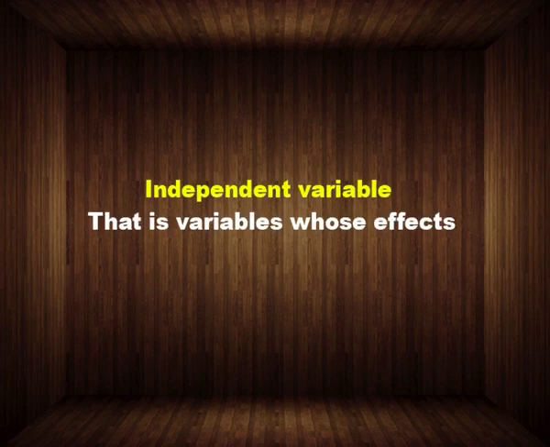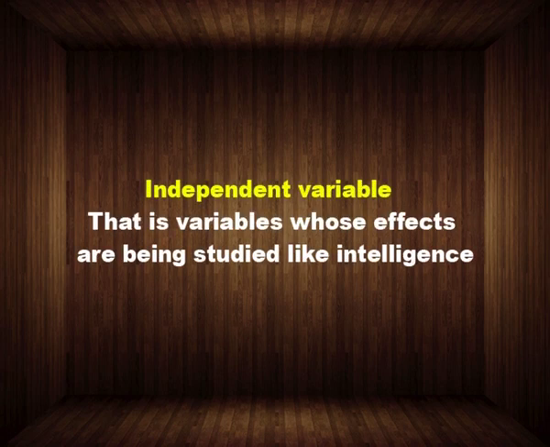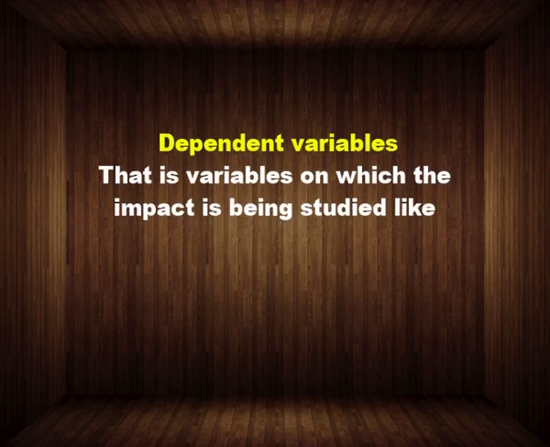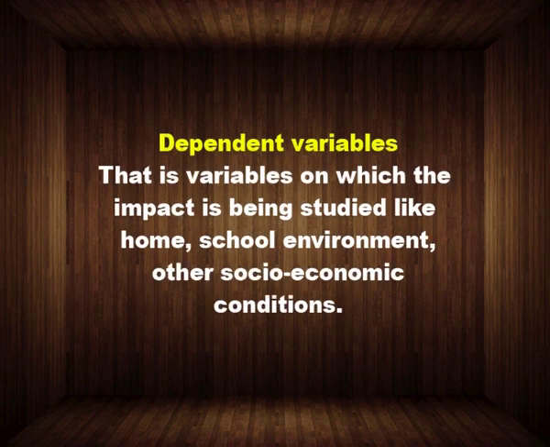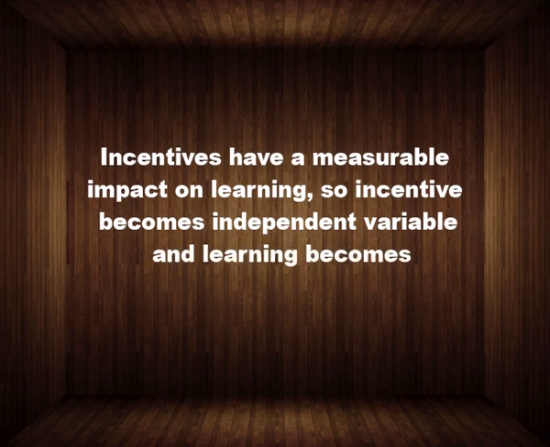In the experimental method, two different types of variables are used. Number 1, independent variable, that is variable whose effects are being studied, like intelligence. And B, dependent variables, that is variables on which the impact is being studied, like home, school environment, other social economic conditions. For example, incentives have a measurable impact on learning. So incentive becomes independent variable and learning becomes dependent variable.